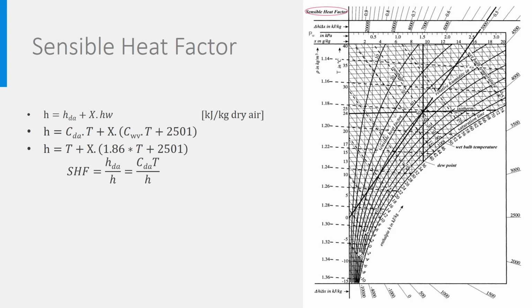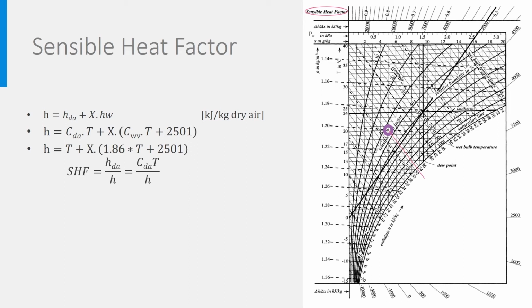The sensible heat factor expresses the ratio of the enthalpy of dry air and the total enthalpy. It is a redundant factor as it can be deduced easily from the enthalpy of dry air at a certain temperature and the total enthalpy. So, by definition, the sensible heat factor SHF is H_DA divided by H. Let's take an example of air at 20 degrees and absolute humidity 5 grams per kilogram. The enthalpy is then 32.7. You can calculate it like on the left or look at it on the diagram.